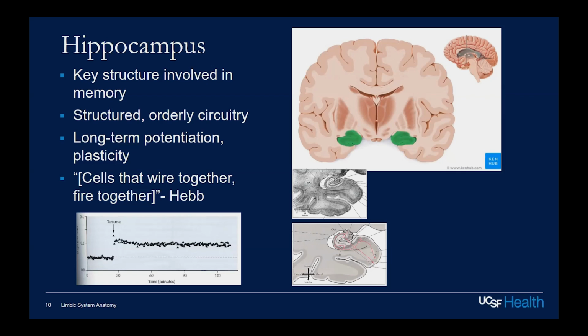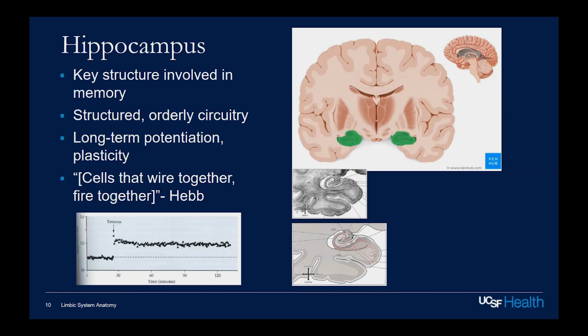The more you stimulate two cells in sync over time, the more likely they're able to form a stronger connection. And this is known as long-term potentiation, which is a form of plasticity. Plasticity is a term that we use to describe how the brain is able to change its connections.